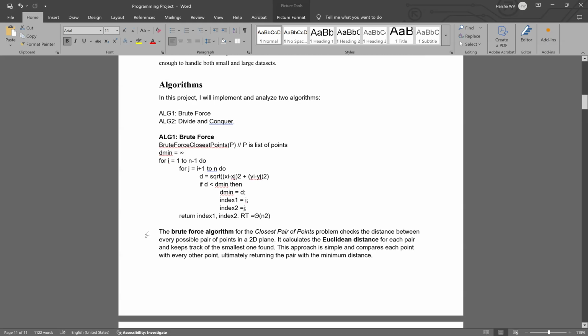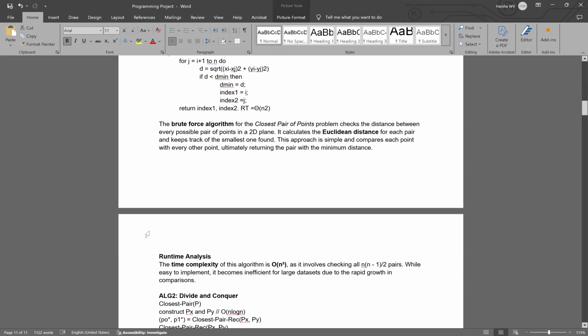So this algorithm works very well when there is a small set of points available. And the runtime for this algorithm is order of n square, as we're using two loops for that, considering each point with every other point.